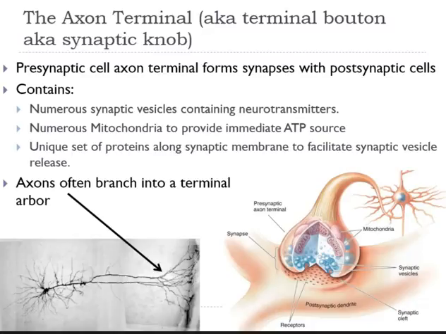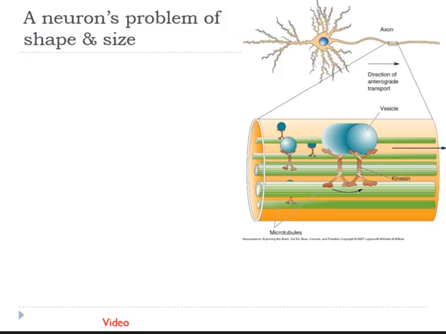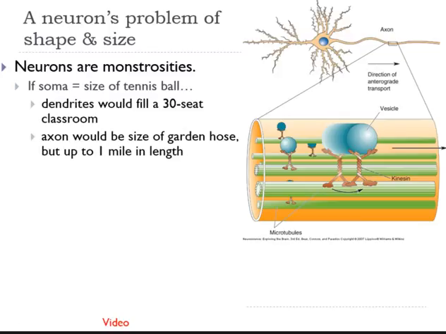Now there's a cool thing, or a big problem if you are a neuron: neurons are these ridiculously structured cells. There's an analogy, I think from your textbook. If you scale up the size of the cell body of a neuron to about the size of a tennis ball, then that tennis ball for a typical neuron might have dendrites that would fill up the entire 30-seat classroom. You can imagine a tennis ball with dendrites extending out to fill the entire classroom. That's how large those dendrite populations are.